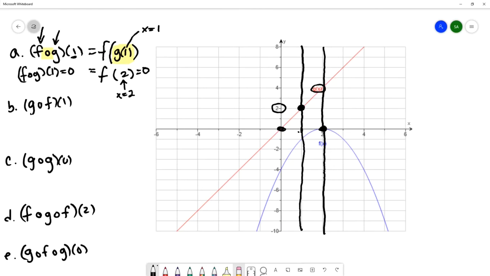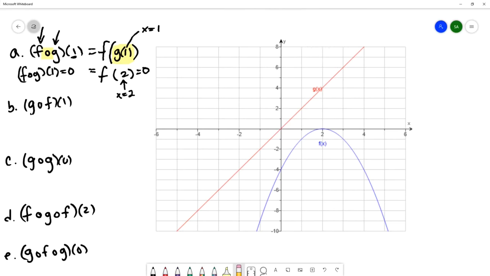Let's try the next one. I'm going to erase some of these markings. On the next one, we also have composition. So remember, composition is substituting one function inside of another function. So that gives g of f of 1. G is the outside function, f is the inside function. Let's start with f of 1. F of 1 indicates that x equals 1. So here's the line where x equals 1.